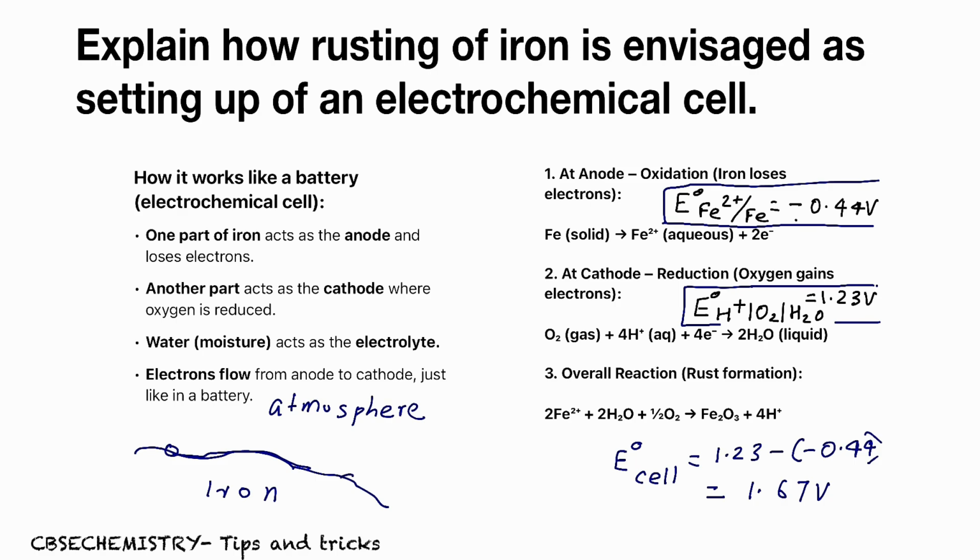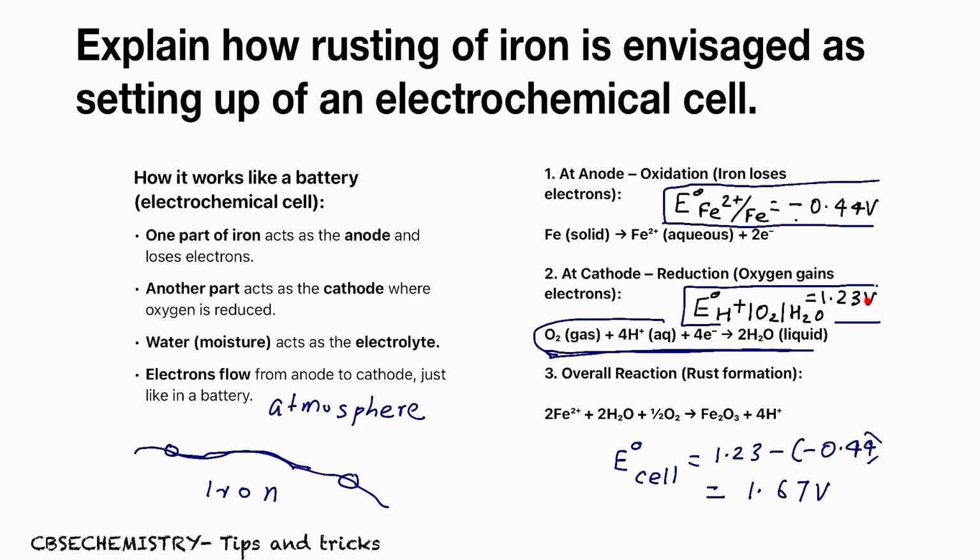So another spot on the metal acts as the cathode, and at the cathode what will happen? Reduction of oxygen takes place in the presence of H+. You can see the reaction, right? See, the reduction potential of the first reaction is what? Minus 0.44, and for this particular reaction, what is the reduction potential?